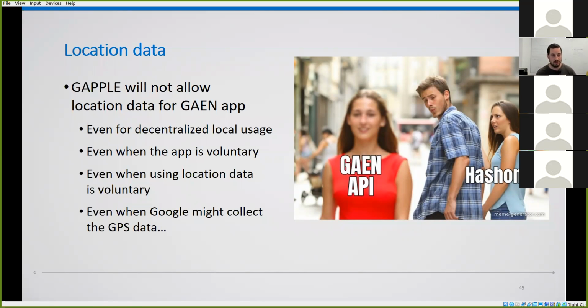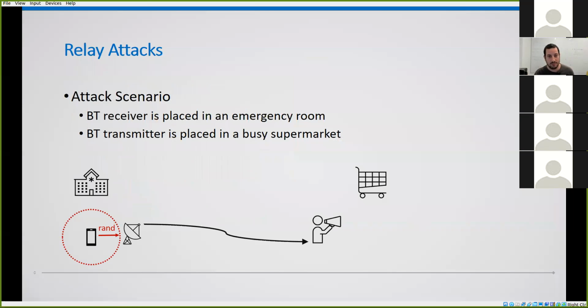However, there are other things that were again problematic, and one of them is something that has been talked about quite a lot in various recent papers and talks, and basically is that the GAEN solution is vulnerable to relay attacks. And there's a very simple attack scenario. We can say, for example, a Bluetooth receiver is placed in some kind of emergency room in the hospital, and we can safely assume that there is going to be a large number of COVID-19 positive persons around this receiver. And then it's going to relay those messages to, for example, a busy supermarket or a train station. It basically means that everybody in those places is going to get an exposure notification.